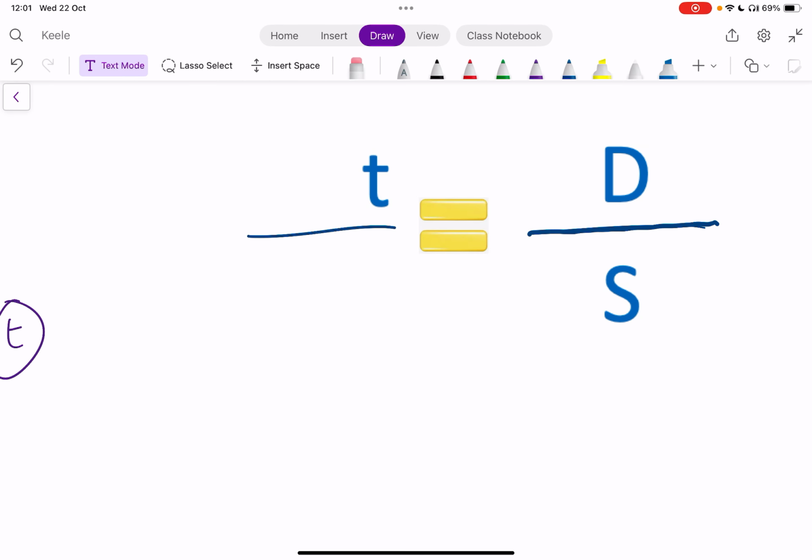Okay, so now we've got the equation for time, and it is even the right way around, which is nice. Time is distance divided by speed.